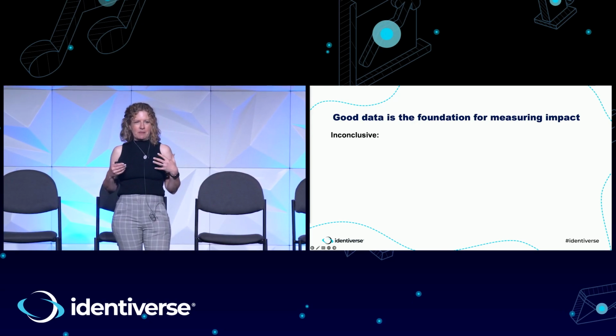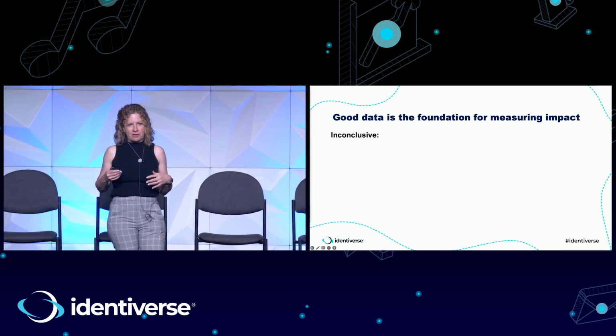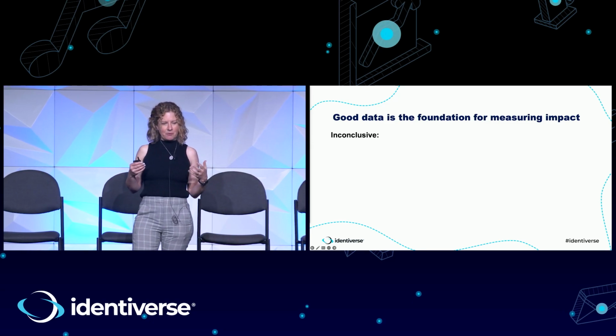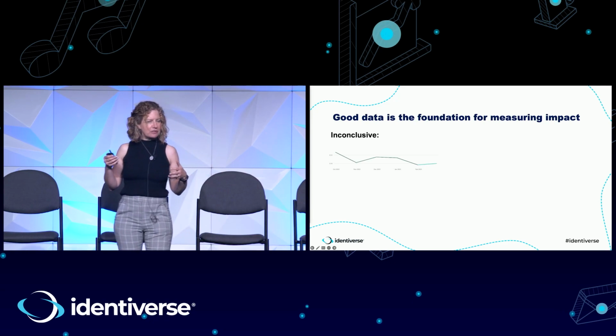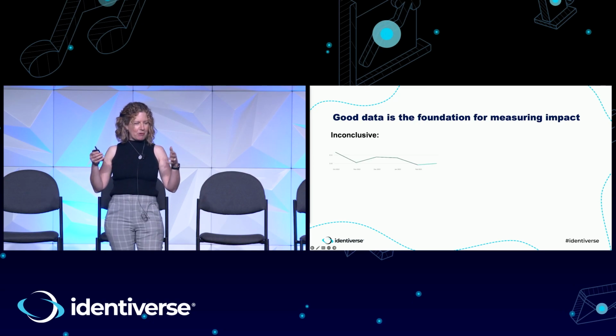So, some examples of inconclusive data. It used to be every month I would get a report that would have a chart something like this, right? Like, oh yeah, there's a trend. It's going down, it went up, it's going down. So you can start to go, well, there's a dip. Why did we have a dip? But it doesn't really tell you how you're doing against the story.